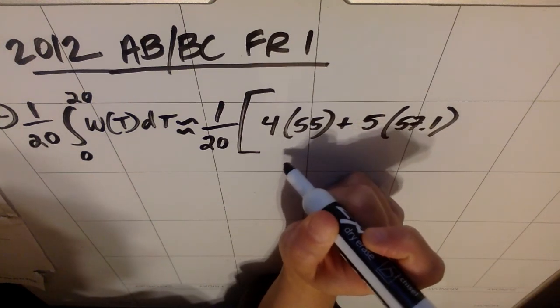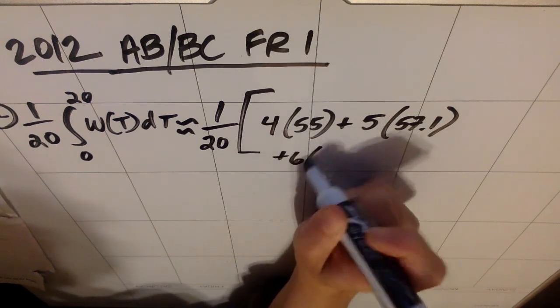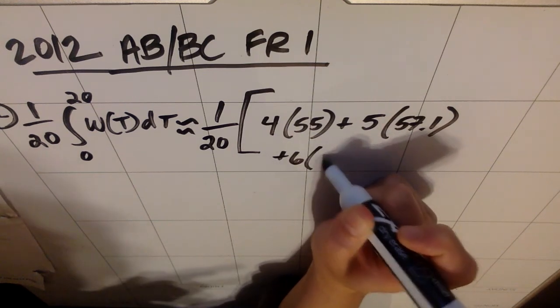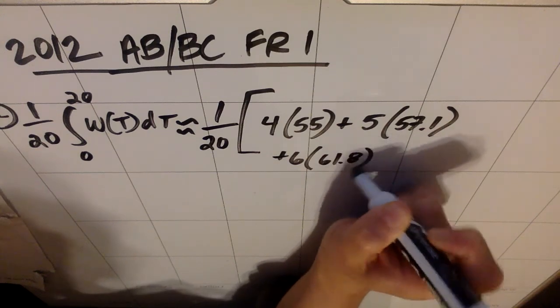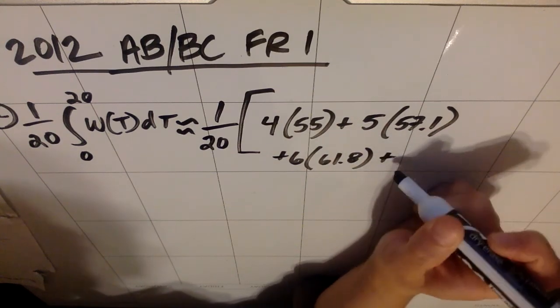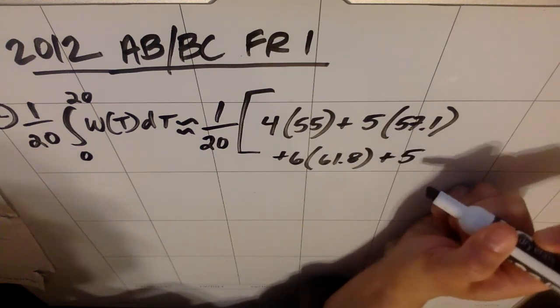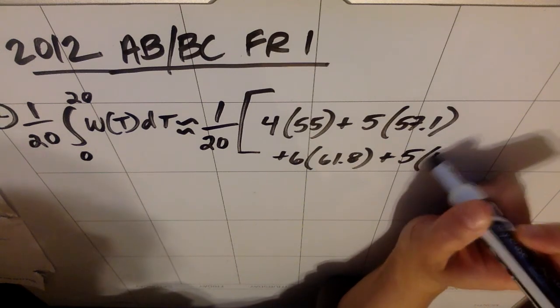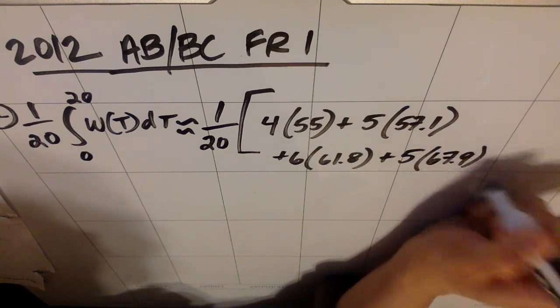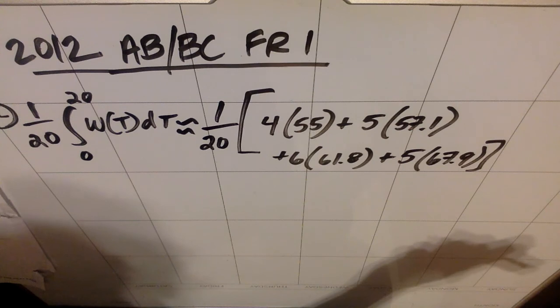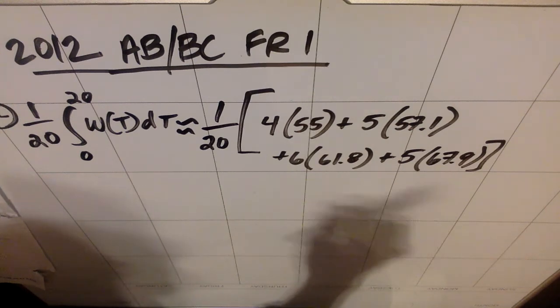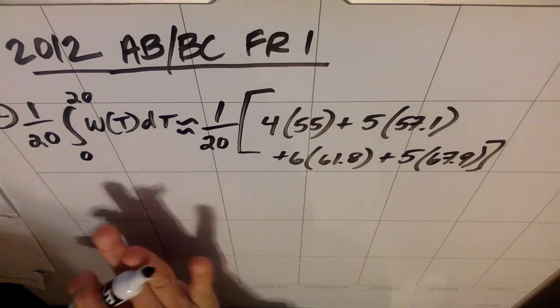The next window is from 9 to 15, which is a width of 6, and the left of the two y values is the 61.8. And then the last window goes from 15 to 20, which is a width of 5, and the left of the two y values is the 67.9, meaning I never use the rightmost value, which is the 71 degrees. So you want to make sure that you show all of this work.